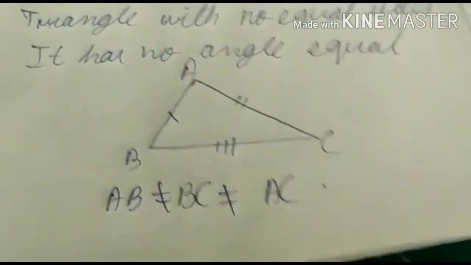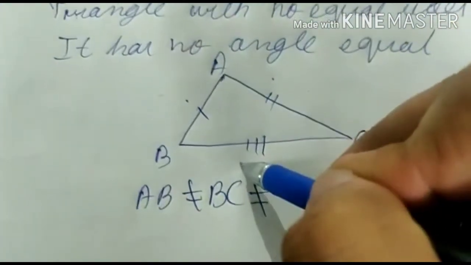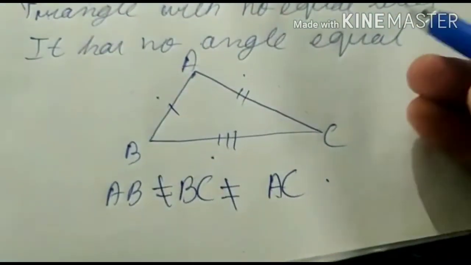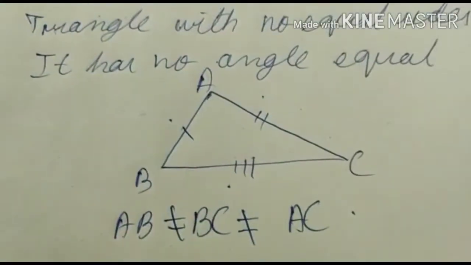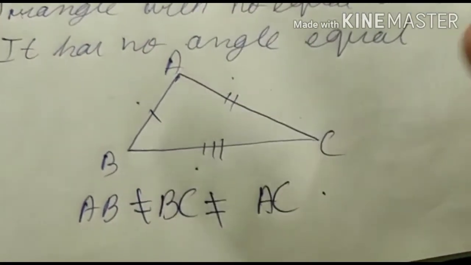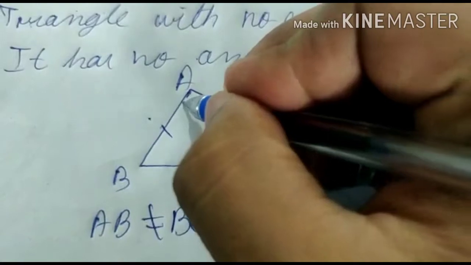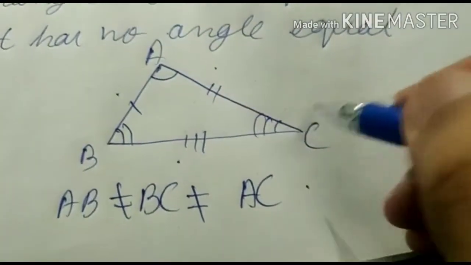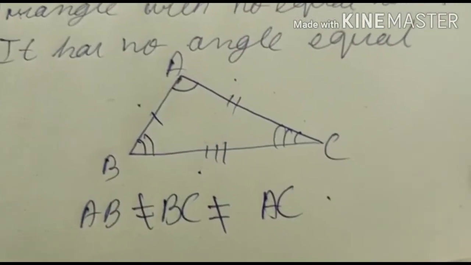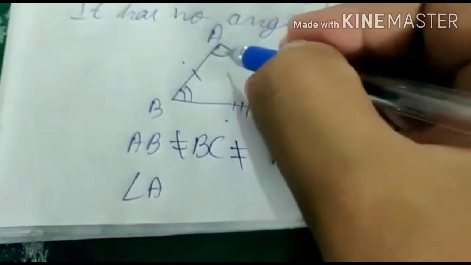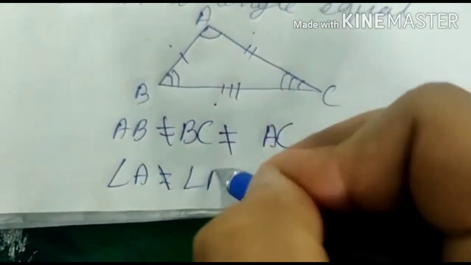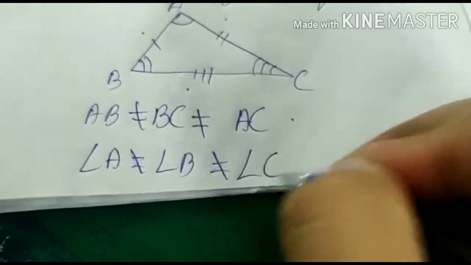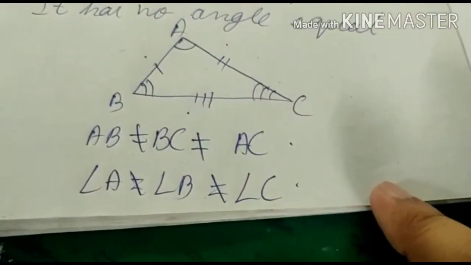So no side has equal length, like this is 3 cm, this is 4 cm, this is 5 cm. No side is equal to each other. And the angles formed are also not equal. Angle A is not equal to angle B, which is not equal to angle C. No angle is equal to each other, as well as no side.